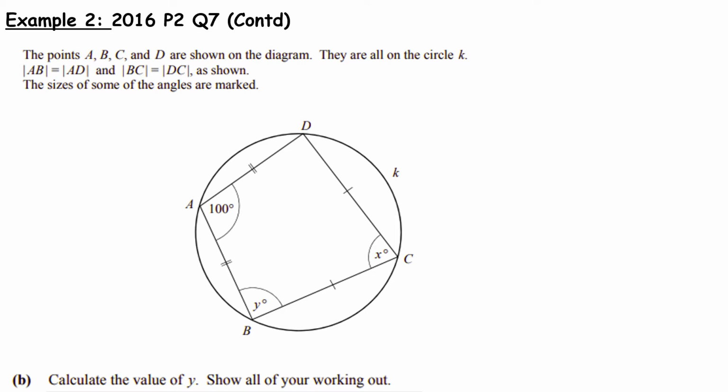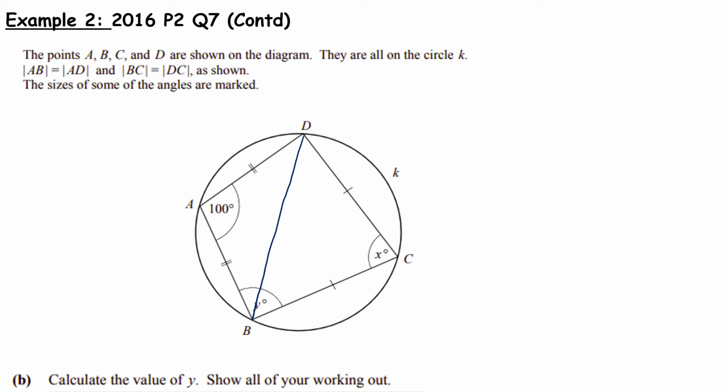Part B asks us to calculate the value of Y and show all of your workings out. At the moment, all I have here is a cyclic quadrilateral, and I need to do something more. I need to find out more information. Often what we have to do in geometry is add a construction line, so putting in a line that is beneficial. Now, I'm going to go with triangles. We have two options. One option is we can draw the line like this. I like that idea because we end up with isosceles triangles and we can work with them.